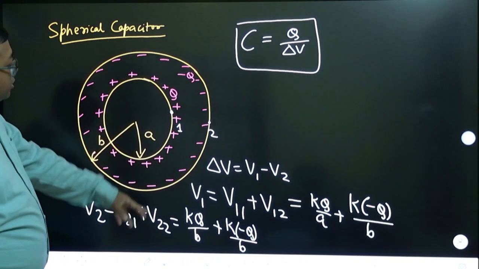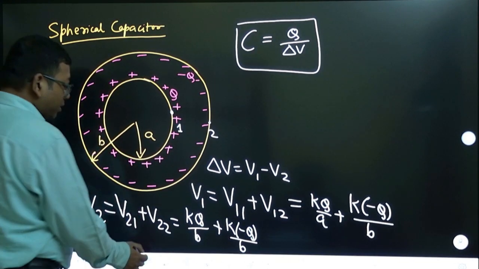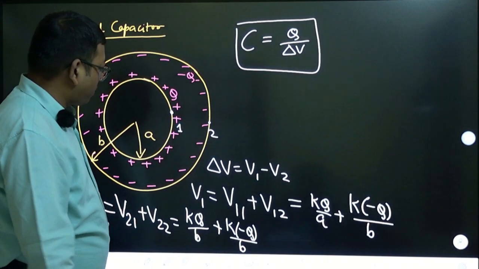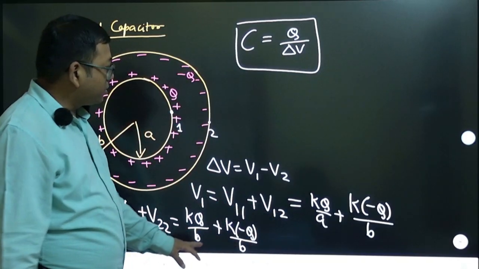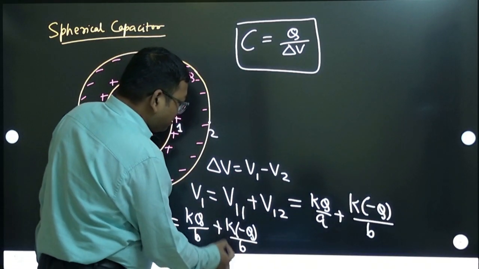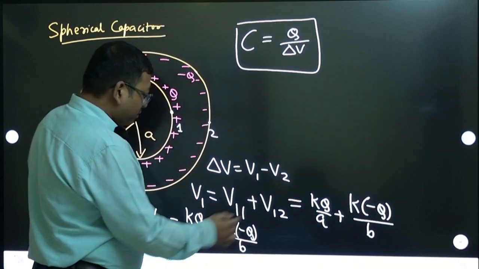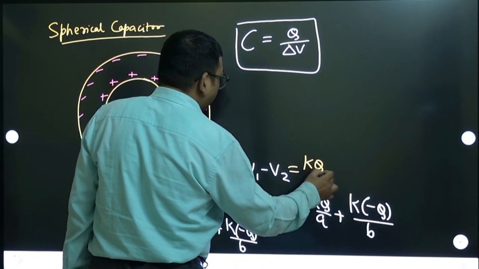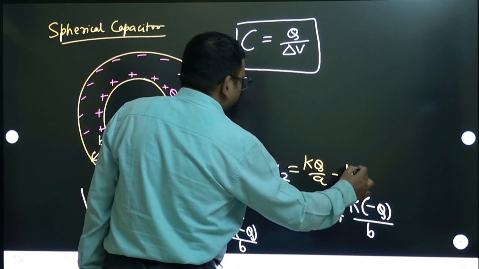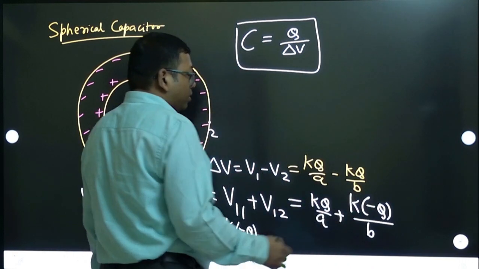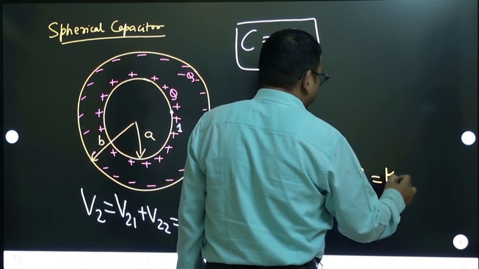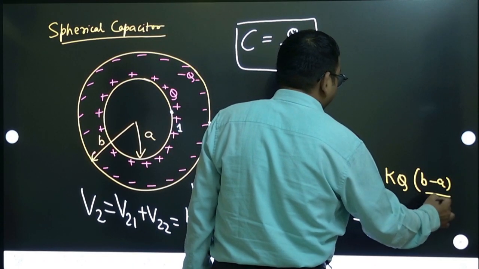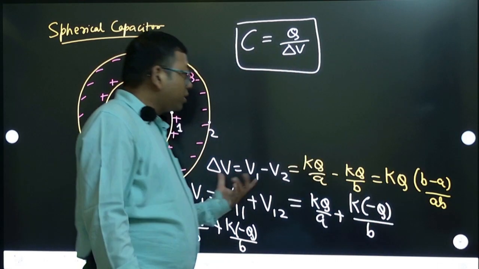Now tell me what is V1 minus V2. This is V1 minus V2. You can see the second term is the same, so the second term will get cancelled. The first term will be there. So this will become kQ by a minus kQ by b. You can take kQ common and do the LCM: (b minus a) by ab. Right, so you got the potential difference.